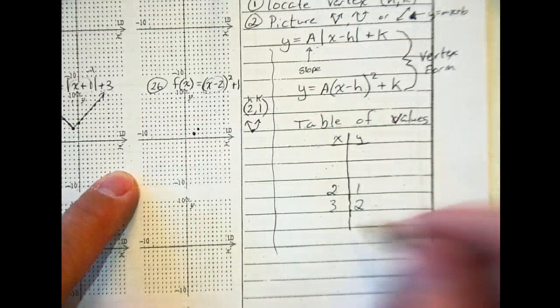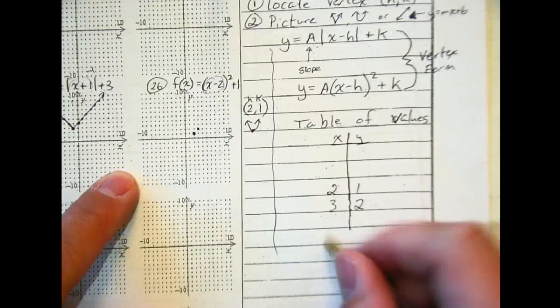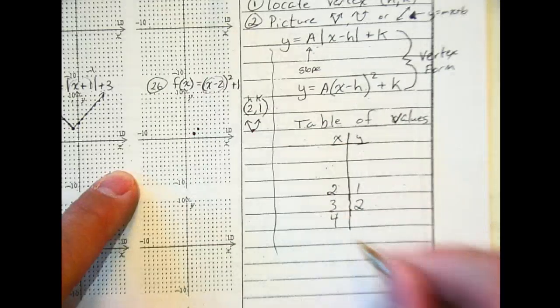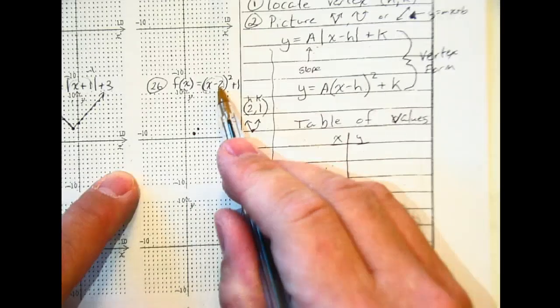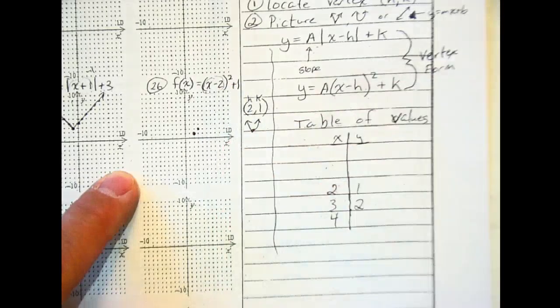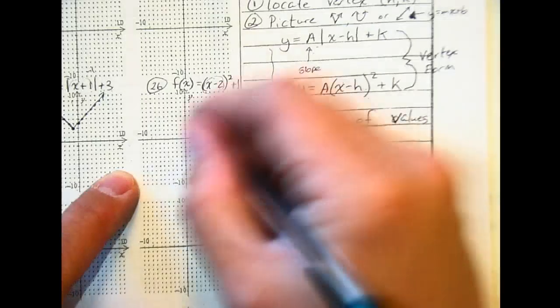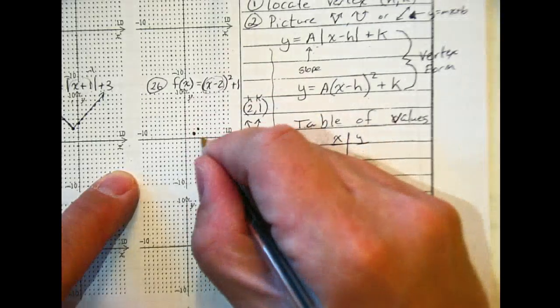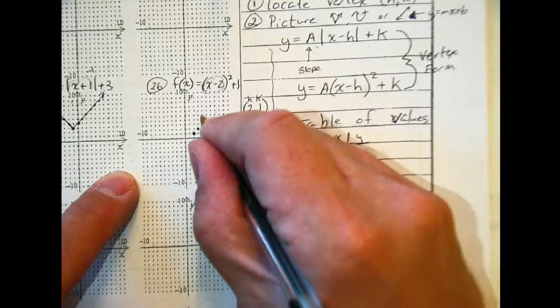Okay? And then I can plug in the next one. Like the next value is 4. And I put that in. I get 4 minus 2 is 2 squared. And add 1, 5. Okay. So I get 4, 5. 1, 2, 3, 4. 1, 2, 3, 4, 5. And there we've got it.